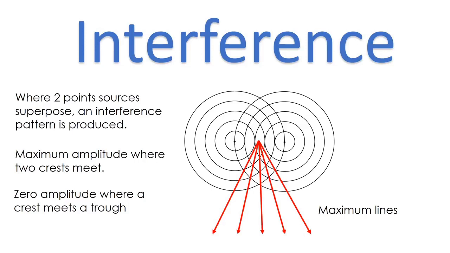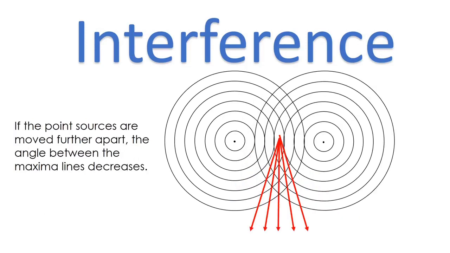And one thing to observe, if we move the point sources further apart, is the maxima lines, those lines I've drawn showing where all the maxima are, the angle between them gets smaller the further apart we move those 2 point sources. And that completes this video looking at wave fronts.